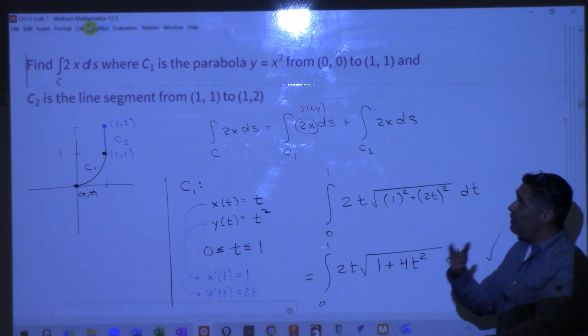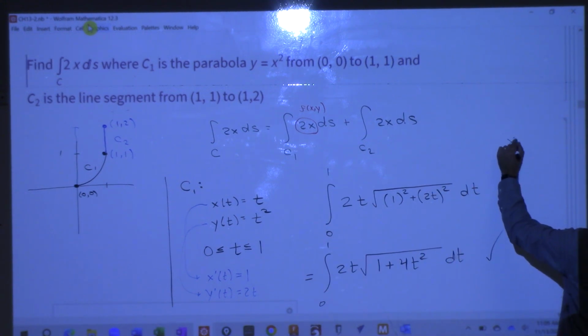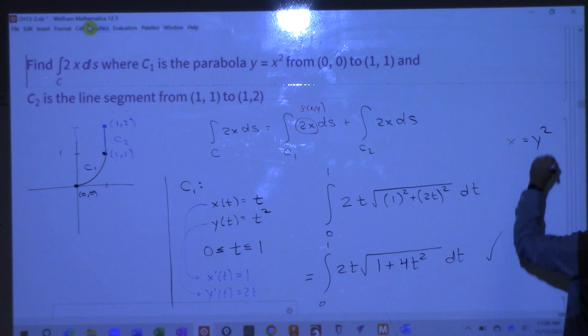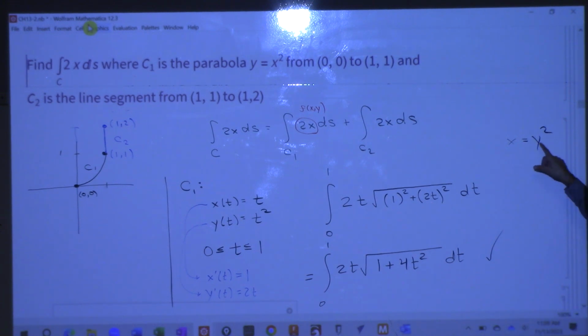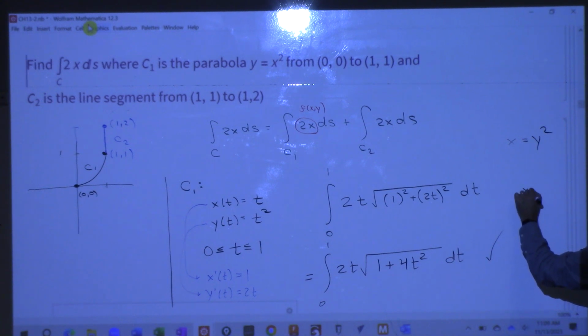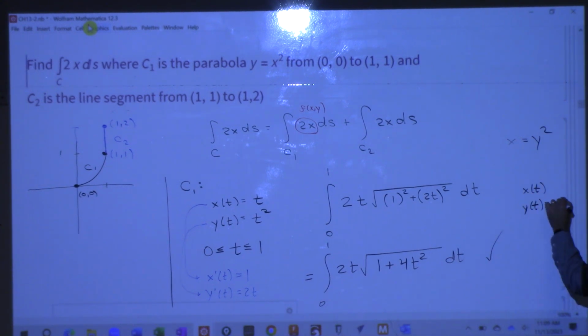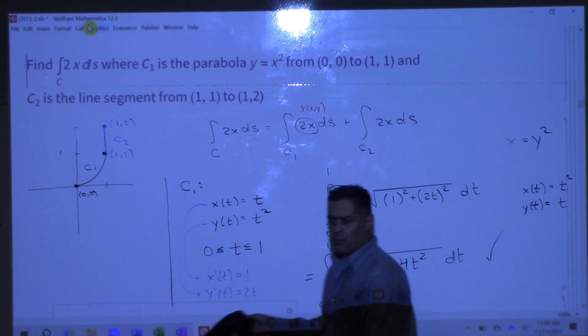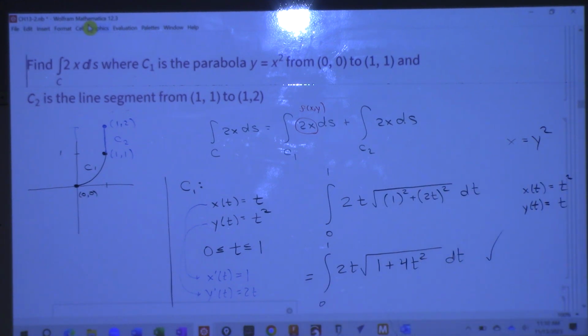Okay. Now, if it were the other way around, just as a side note, if this were our original curve, let's say that was our original curve. Now x is a function of y, right? Then what you do is your x of t and y of t, you do the opposite. So the y of t is t, and the x of t is t squared. Okay? Understand? All right, so I'm not going to do this integral because we could do it, right? We could evaluate that. I'm just going to leave it as an exercise.